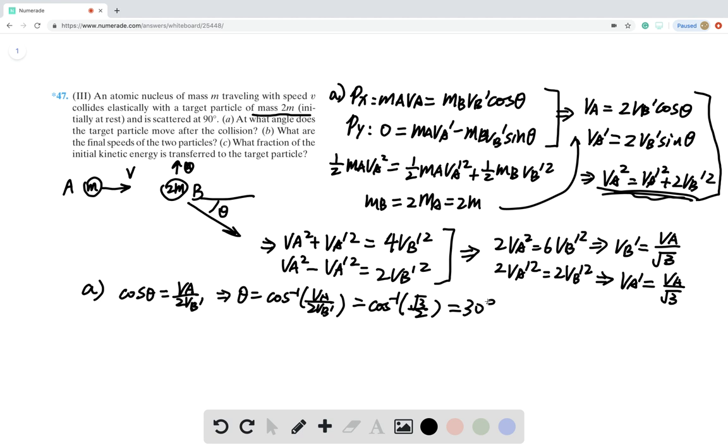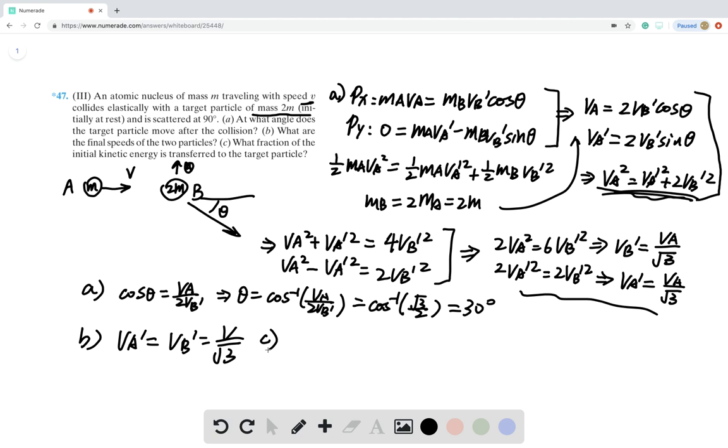So part B, what is the final speed of the two particles? We already calculated here. They are both VA prime equals VB prime equals V over square root 3. In this question, what we originally called VA is officially called V, so I'll start calling it V. Both of them have the speed V over square root 3. It asks for speed, not velocity, so we do not have to specify the direction, but we know that A is moving perpendicular to the original incident direction and B is moving at 30 degrees.